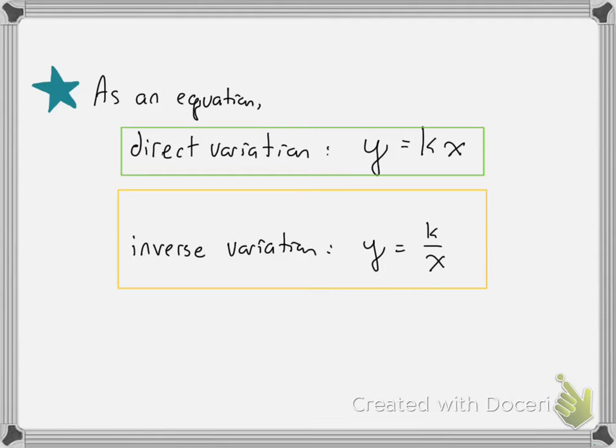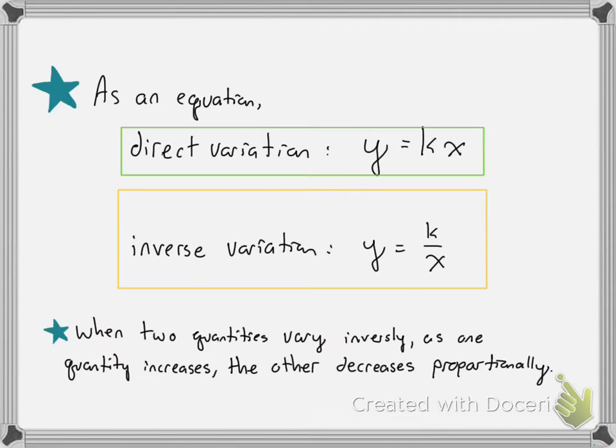Inverse variation would be y equals k over x. So when two quantities vary inversely, as one quantity increases, the other one decreases proportionally. So that's what that inverse variation equation represents. And for both of these, it's important that we have a constant of variation, which we call k.